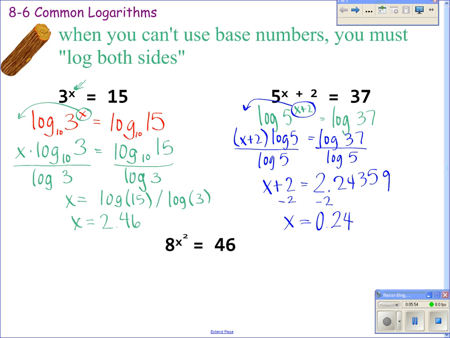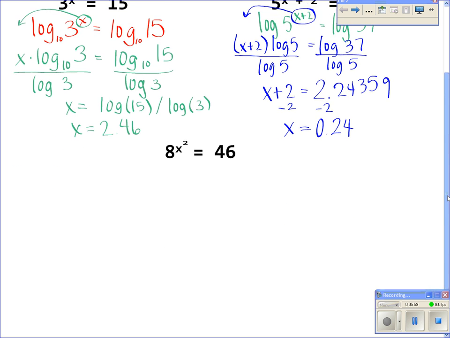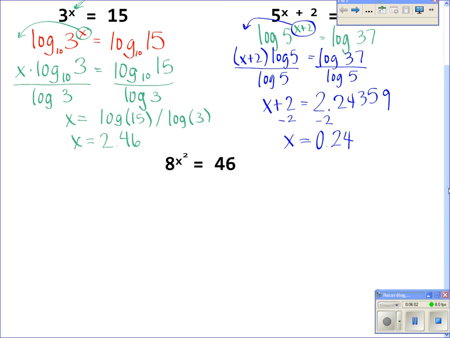Okay, let's try another one. All right, so this one says 8 raised to the x squared is equal to 46. So again, we need to log both sides. We get to move the exponent. So now it's x squared in front.